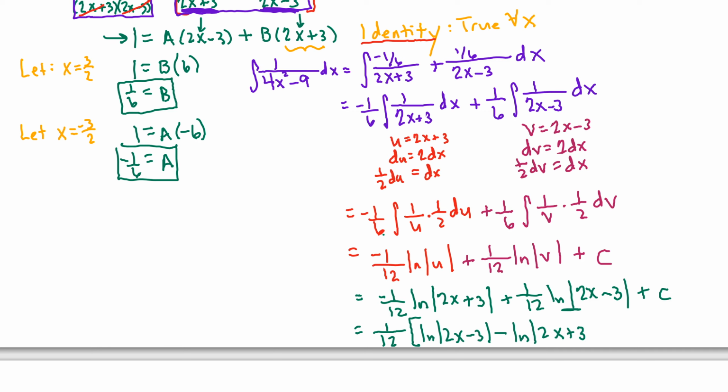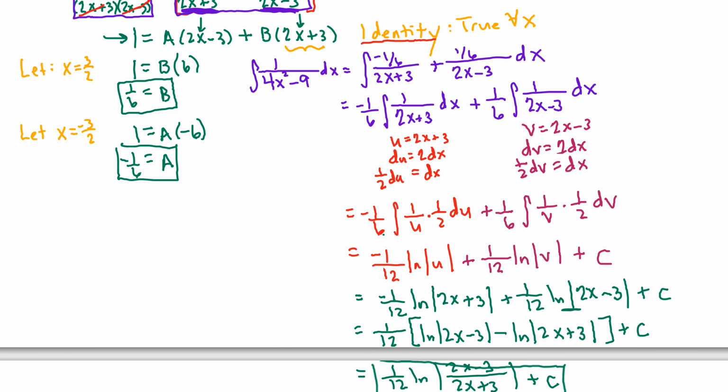Oops, 2x plus 3. So I'm just changing the order of those natural logs so that I can lead with the positive. Then we can condense those natural logs by finding the quotient of the argument. So we have natural log of the absolute value of 2x minus 3 over 2x plus 3 plus arbitrary constant c.